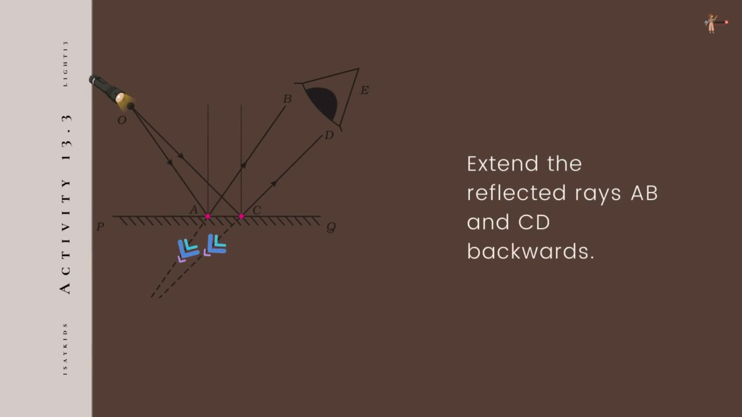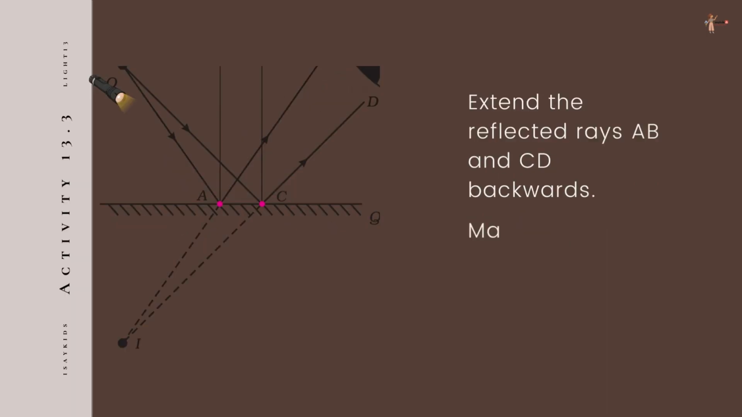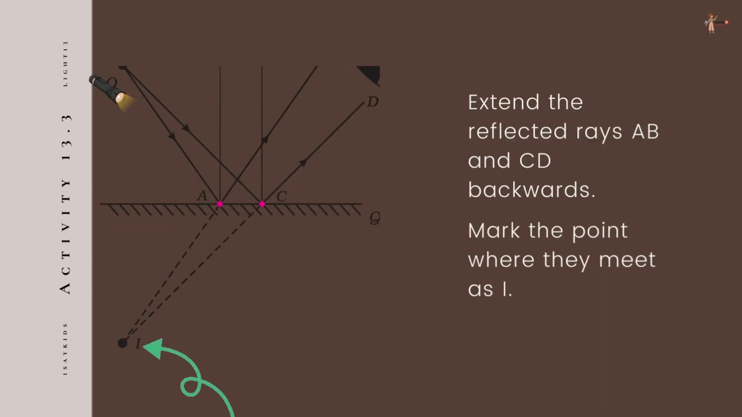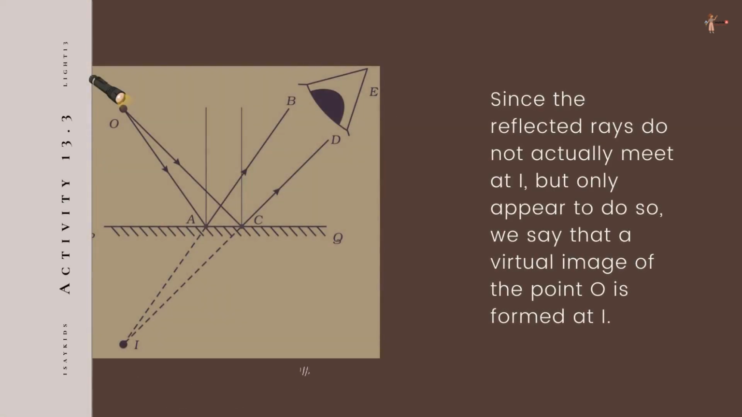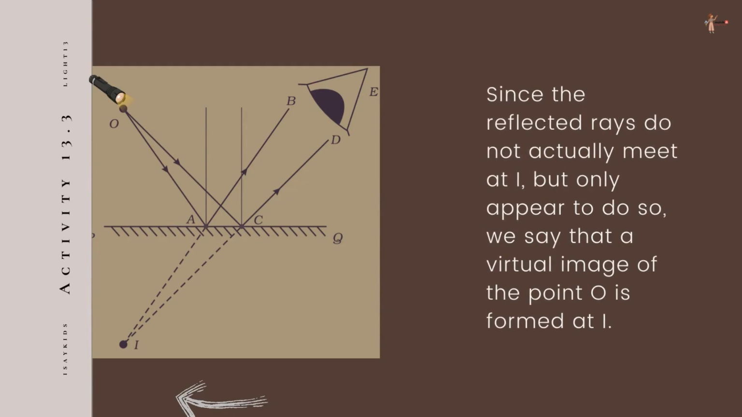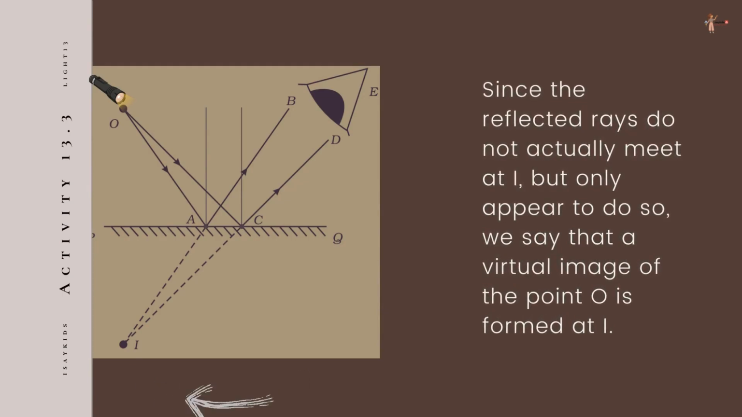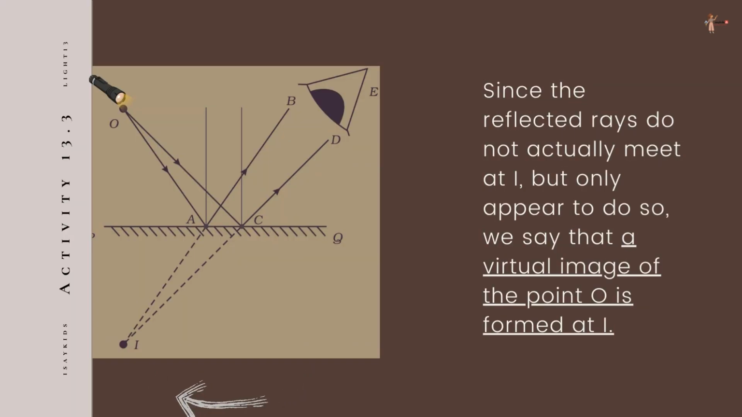Extend the reflected rays AB and CD backwards. Do they meet? If yes, mark this point as I. For a viewer's eye at E, do the reflected rays appear to come from the point I? Since the reflected rays do not actually meet at I but only appear to do so, we can say that a virtual image of the point O is formed at I. As you have learned already in class 7, such an image cannot be obtained on a screen.